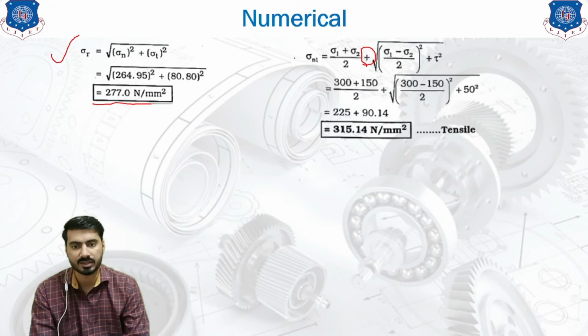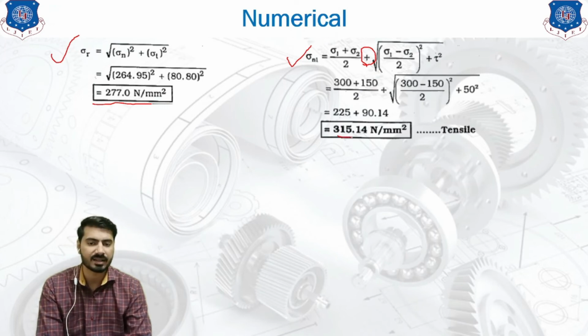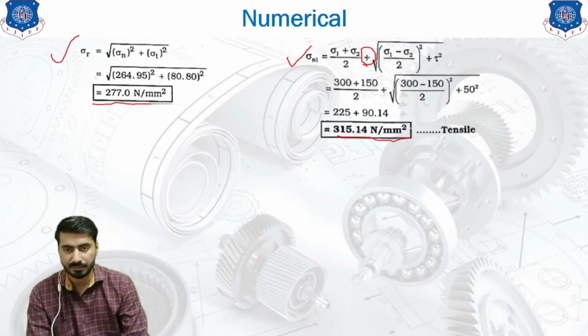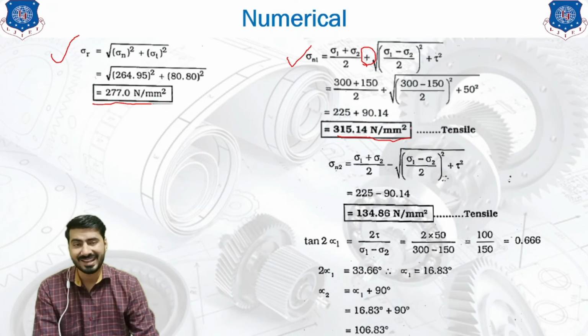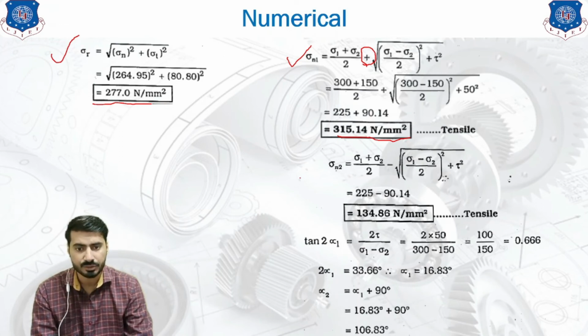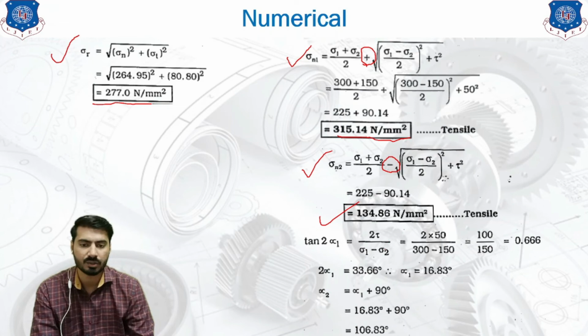So the first one is the major principal stress. Using this formula and putting all the values into it, we will get the answer as 315.14 Newton per mm square. This is positive, that's why we have considered it as tensile. Similarly, using a similar equation, except for this sign, and putting all the values, we will get the answer for the minor principal stress, sigma n2. Later on, they also asked us to locate the principal plane. We need to locate the principal plane.